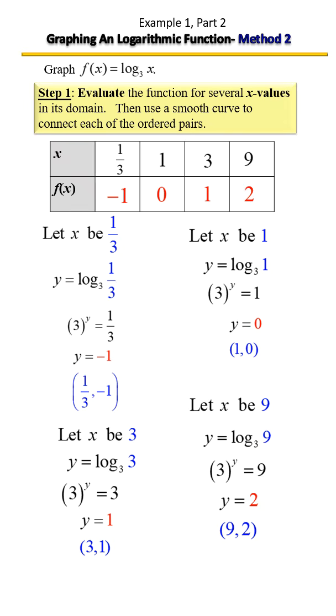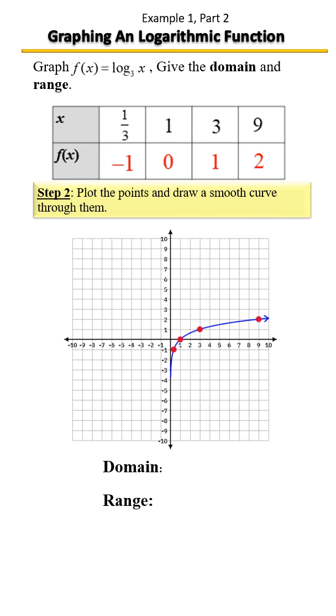So here are our 4 ordered pairs, and I'm going to go ahead and plot them on the rectangular coordinate system. And this is what our graph looks like. Now let's find the domain and range. The domain, how far the graph extends to the left and to the right.